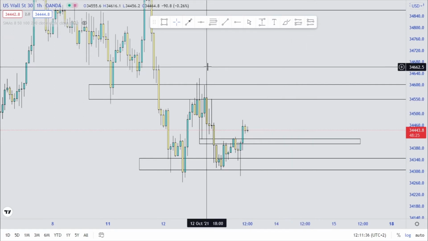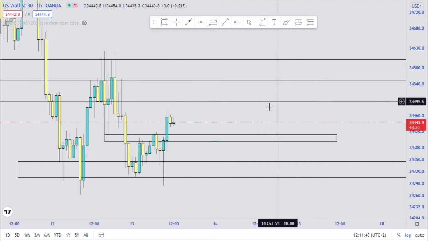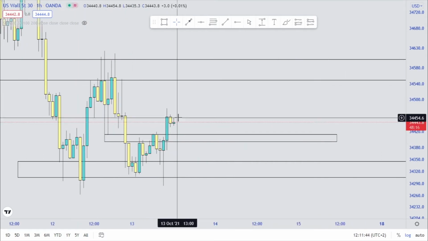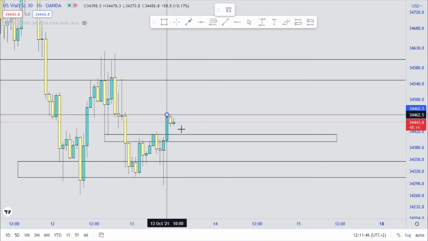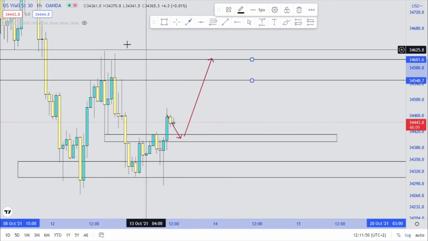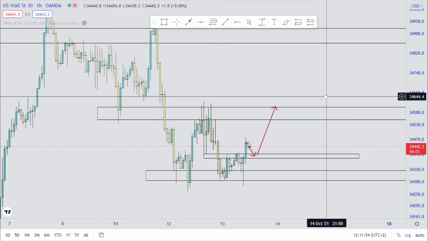So now the best way for us is to wait and see if price will respect this level of support and give us a first leg to the downside, and then continue on to the upside and come and test these highs, right? This is basically what I can see on US30.